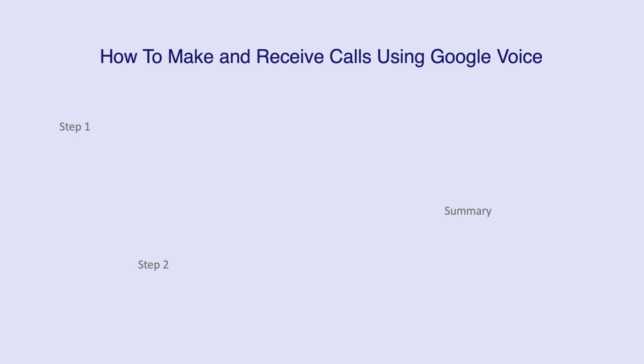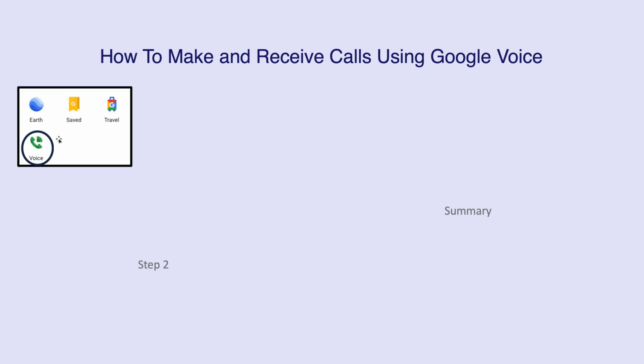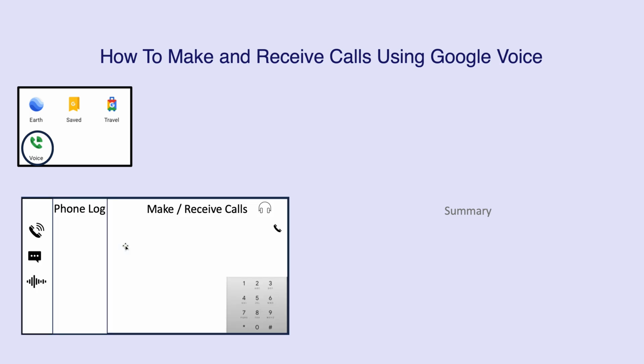So, making and receiving calls using Google Voice. Firstly, you want to make sure in your apps that you have Voice. And this is what the app will look like, where you can sign up for it on your account. After you get set up with the Start Now button that's there on almost any Google app, you'll see an interface very similar to this.